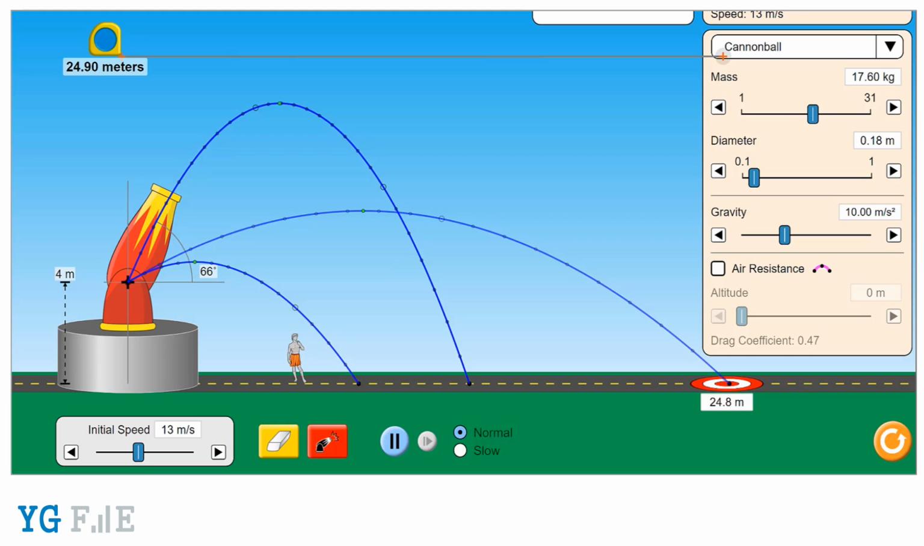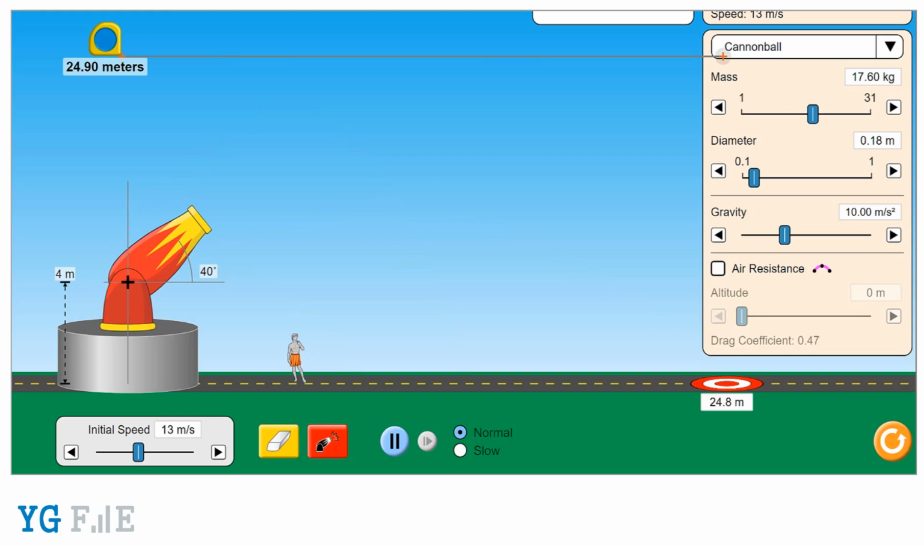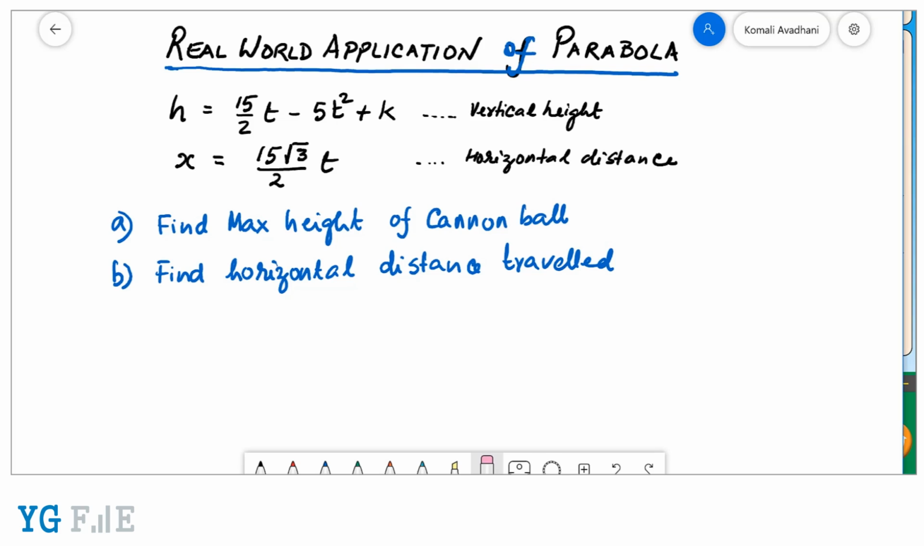So what we are going to do is define one question using this and then see what we get. We have written a question based on this application here on the whiteboard, which says that the height h of the cannonball that traverses is given as 15 by 2 t minus 5 t square plus k, where t is the time. That means at any given time t, the height h is given by this equation.